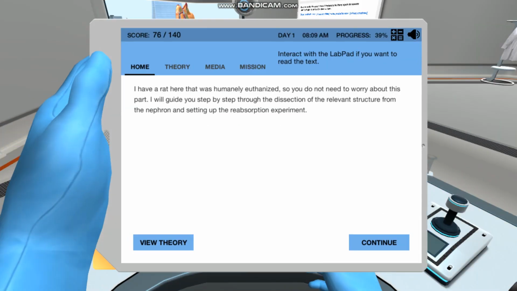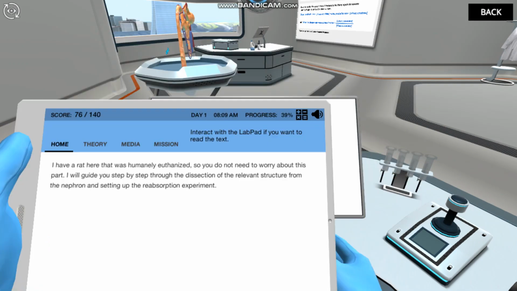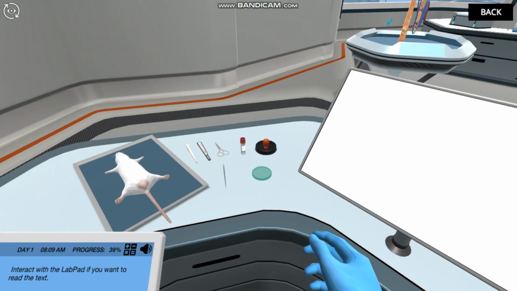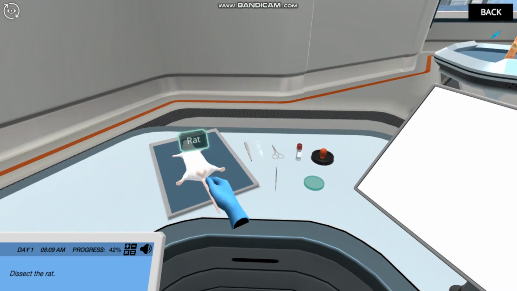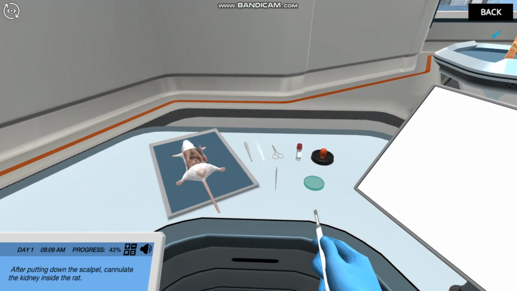I have a rat here that was humanely euthanized, so you do not need to worry about this part. I will guide you step by step through the dissection of the relevant structure from the nephron and setting up the reabsorption experiment. We first need to dissect the rat and find the kidneys in the abdomen. Pick up the scalpel on the workbench. Dissect the rat. After putting down the scalpel, cannulate the kidney inside the rat.